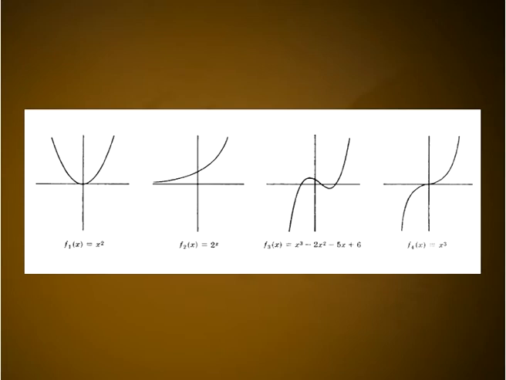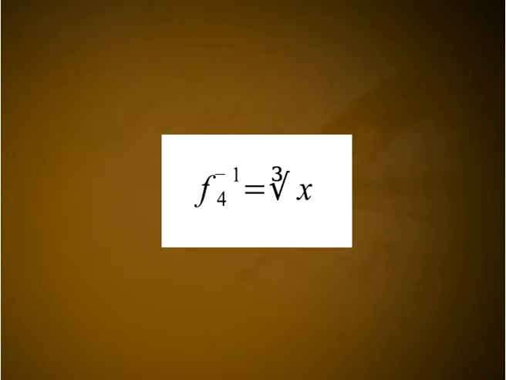Observe that there are horizontal lines which intersect the graph of f1 twice and there are horizontal lines which do not intersect the graph of f1 at all. Hence, f1 is neither 1 to 1 nor onto. Similarly, f2 is 1 to 1 but not onto, f3 is onto but not 1 to 1, and f4 is both 1 to 1 and onto. The inverse of f4 is the cube root function. f4 inverse of x is equal to the cube root of x.